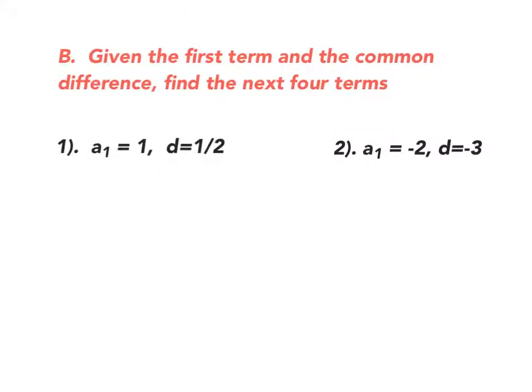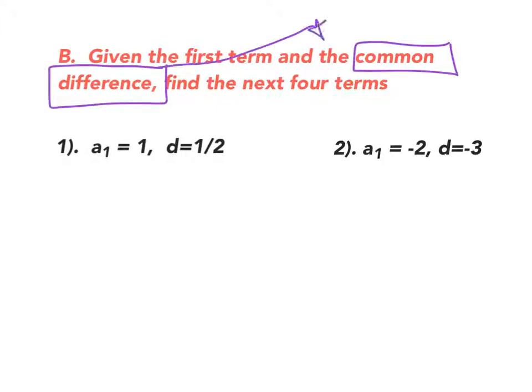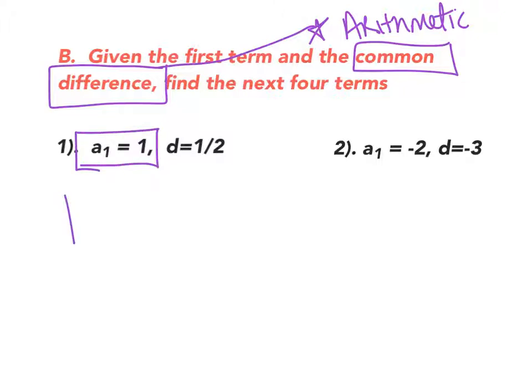B, given the first term and the common difference, find the next four terms. So here's the key to me, common difference. That tells me, let's make a note here, that it's arithmetic, which means I'm adding or subtracting depending if my common difference is positive or negative. So a sub 1 represents the first term, so I know my sequence starts with the number 1, and I need the next four terms.